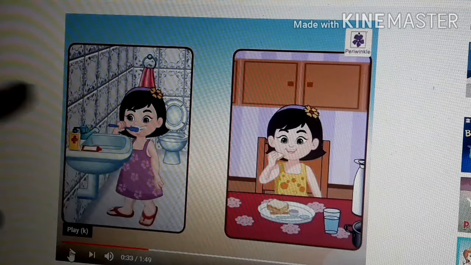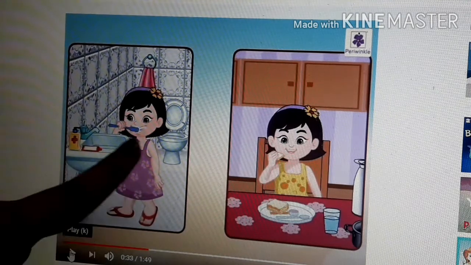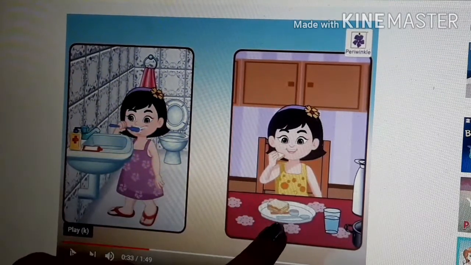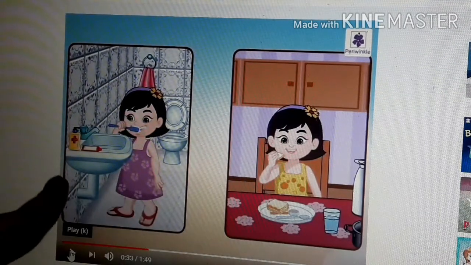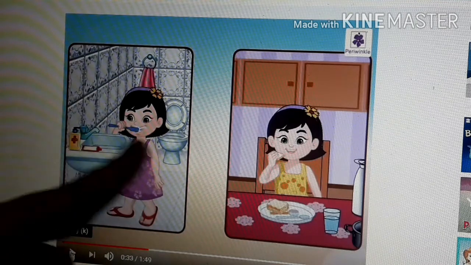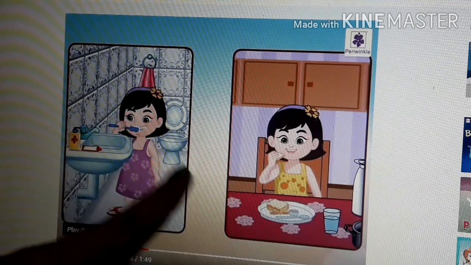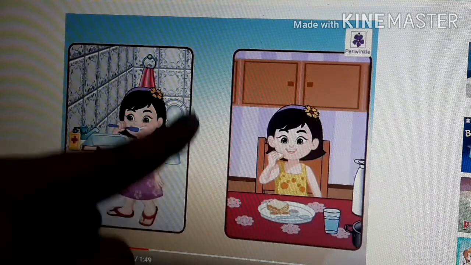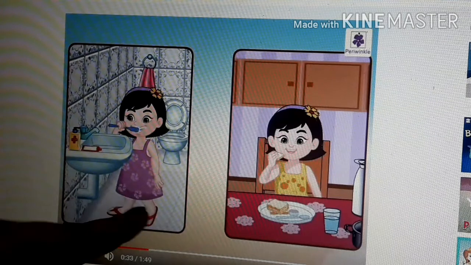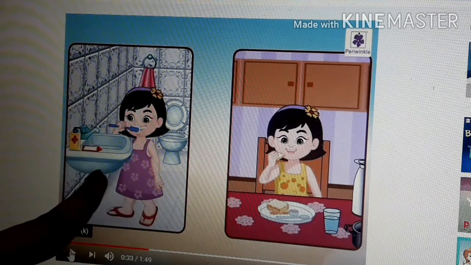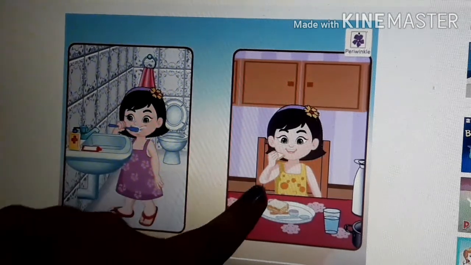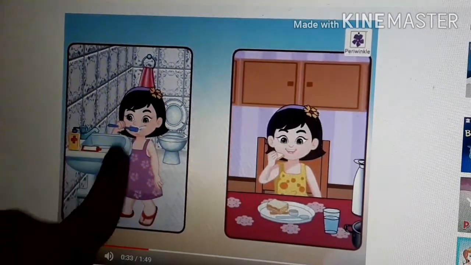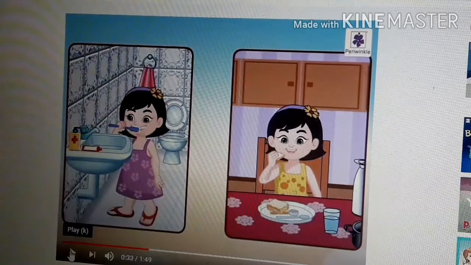Now children, you can see she is Sonia and she is brushing here, and here she is having breakfast. So what must she be doing before? Brushing or breakfast? So she brushed her teeth, then she had her breakfast, isn't it? So children, what did she do first? Brush. So this is earlier, and what she did after is your later. Before is earlier and after is later. Understood?